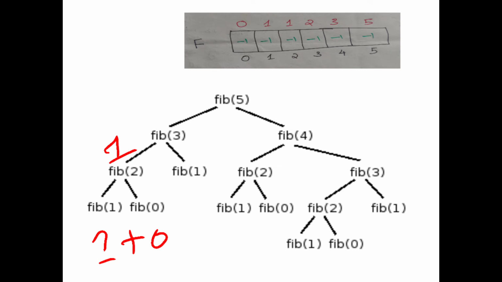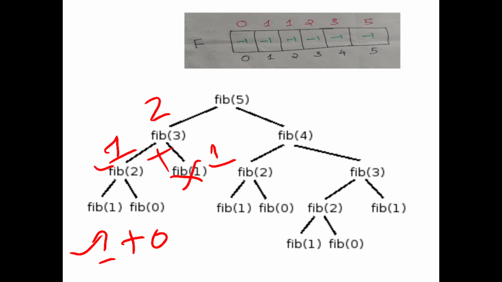Okay, then fif of 1 has already been calculated. So this function is not repeated again. Actually, what is the value there? 1 is the value. So here take the value 1. So 1 plus 1, 2. So fif of 3 is 2.